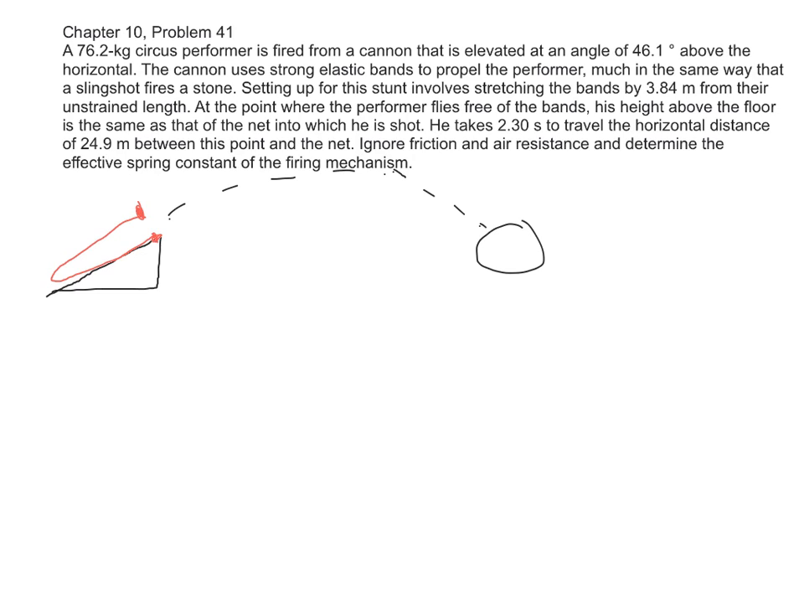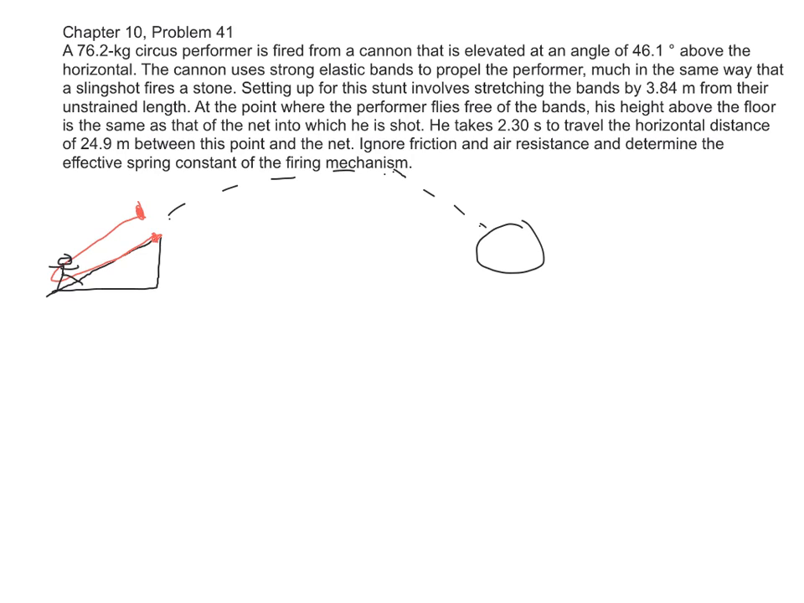So what we have here is a circus performer whose mass is given to us, who has these red elastic bands as I've drawn here, and he's going to be in these elastic bands, getting ready to be launched off and landing into a net. We're asked to determine what the spring constant is of his bungee rubber bands. So it's just like a spring.